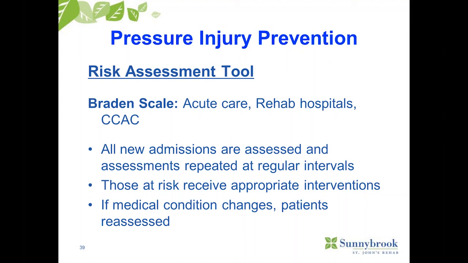Every patient receives a validated risk assessment tool assessment. In our place, it's the Braden scale. So all new admissions and at regular intervals. And if you've determined that someone's at risk, well, you need to do something with that. You need to document interventions. You need to pass the message on, primarily to your occupational therapist, okay? Because offloading is critical for these people. Don't forget the physician too once in a while.